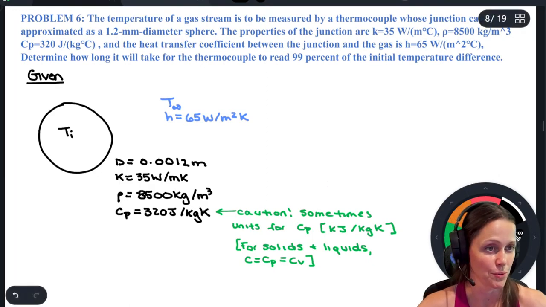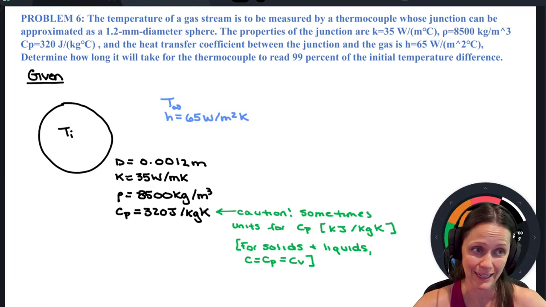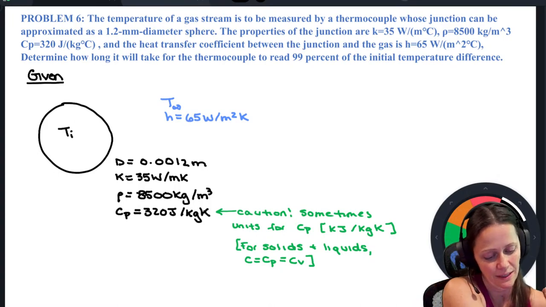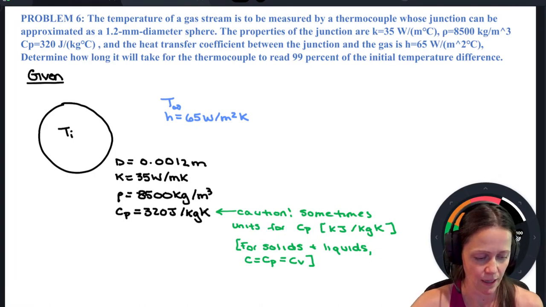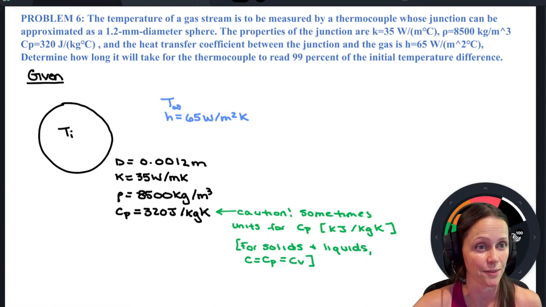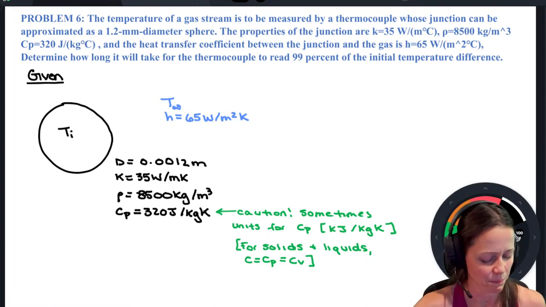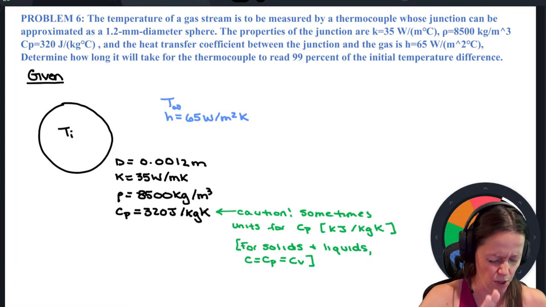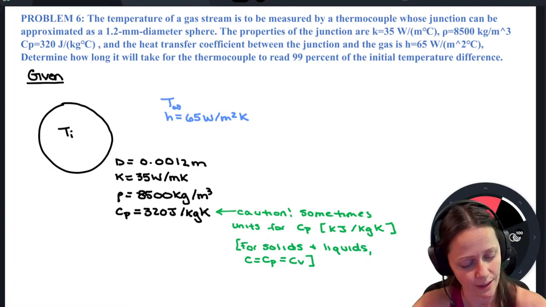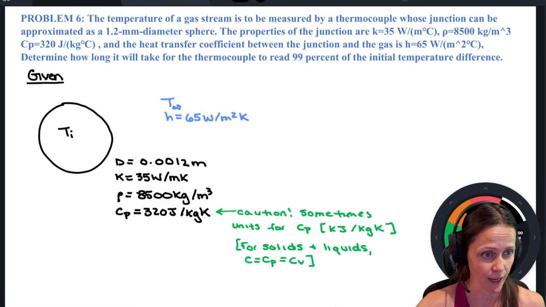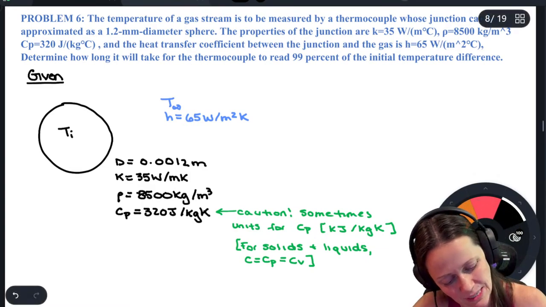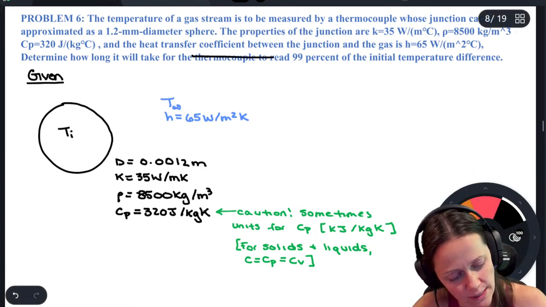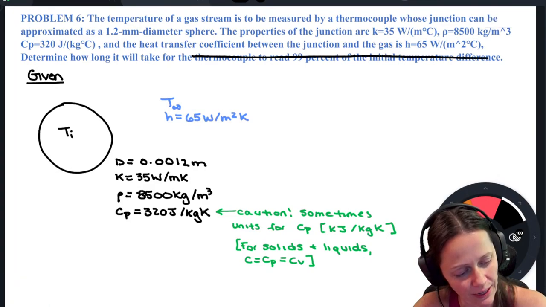I did update the PDF online, but the wording of this is, I don't want to say problematic, but I think it can be interpreted two different ways. I know what the problem statement meant, but I also see you could interpret it two ways. So I'm going to rephrase it. So how long will it take? All right, so let's see what I said. How long will it take for the temperature difference? I'm going to cross out everything thermocouple on, okay?